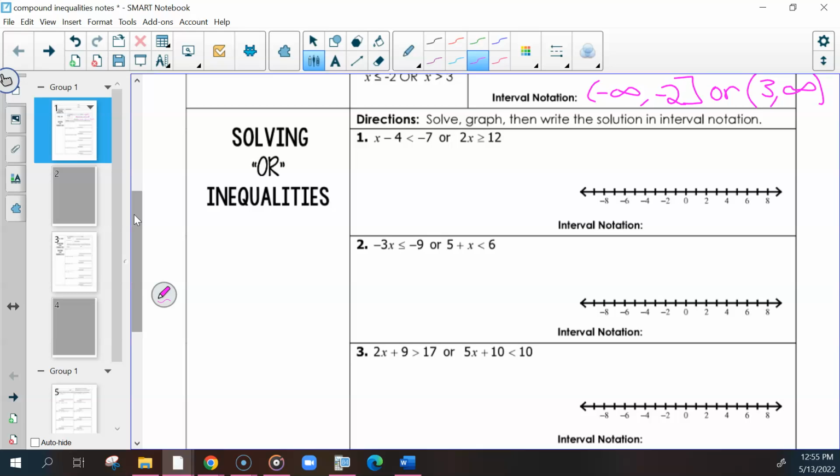For number 1, we have to solve both of these. But remember with OR inequalities, we solve them separately. We don't do the same thing to both. So for this one, if we're trying to get x by itself, what would we do here? Add 4 to both sides. So we have x is less than -3. And then you could graph that. That would be an open circle at -3 going to the left.